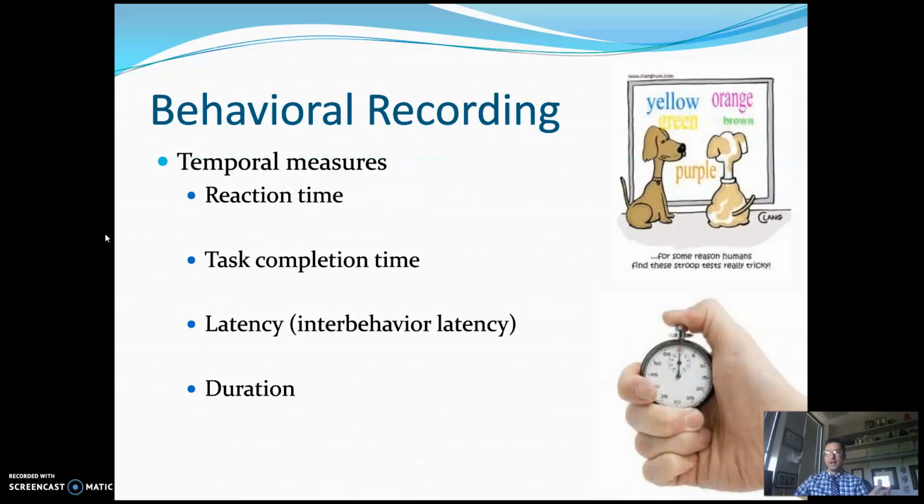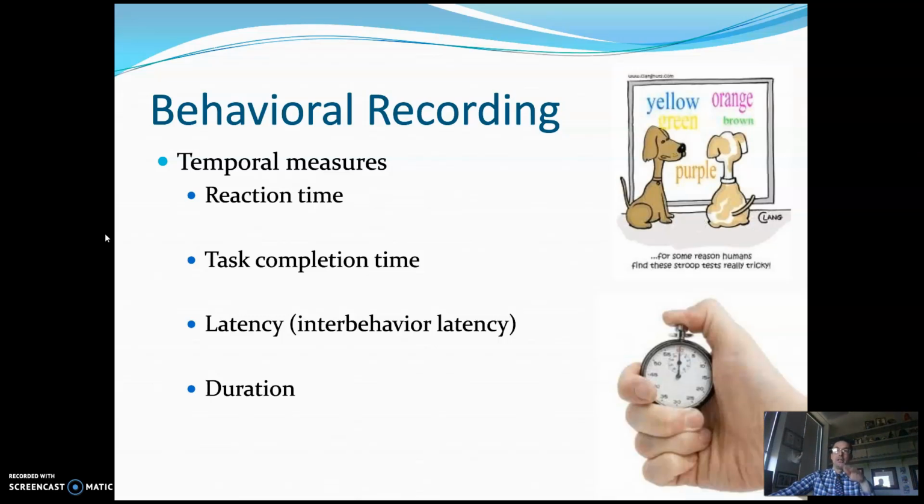Task completion time. Task completion time has a definitive beginning and a definitive end, right? So when I'm driving home from work, if I set my GPS to send me home, right, it tells me what time I should arrive home. My journey has a definite beginning and a definite end. Definite beginning and definite end, right? And the duration, the time that it takes, the time elapsed is task completion time.